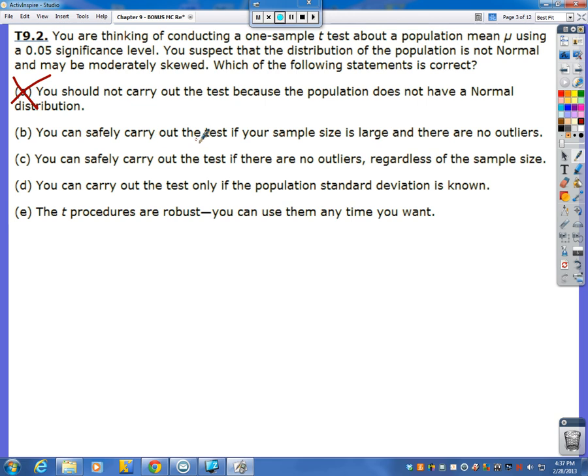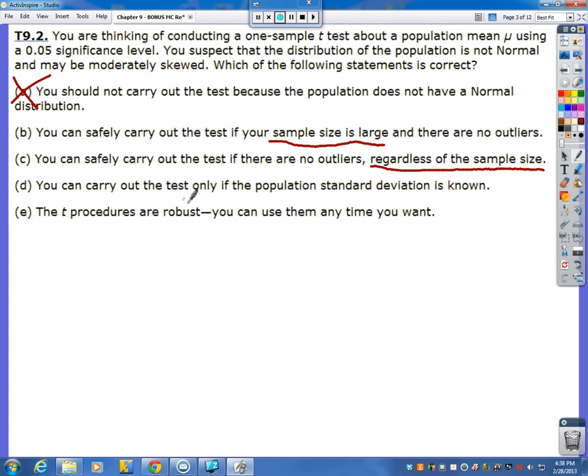B, you can safely carry out the test if your sample size is large and there are no outliers. A large sample size is typically a nice thing, and no outliers is typically a nice thing, so let's keep this one for now. Let's see if we can eliminate our other options. C, you can safely carry out the test if there are no outliers, regardless of the sample size. Well, it's good to have no outliers. Let's keep this for now, because B and C seem basically the same, except this one talks about a large sample size, and this one says regardless of our sample size. So, all right, let's go on.